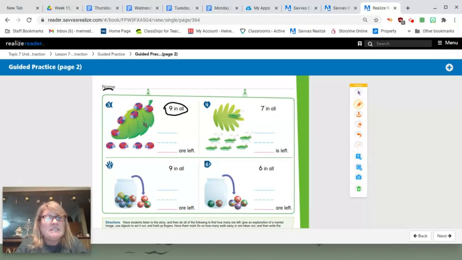But we're going to look and see what happened. We had 1, 2, 3, 4, 5, 6, 7, 8, 9 ladybugs. They were all on the leaf. However, 4 of them crawled off. So how many are left on that leaf? Let's count. 1, 2, 3, 4, 5. Good work. And they walked away.